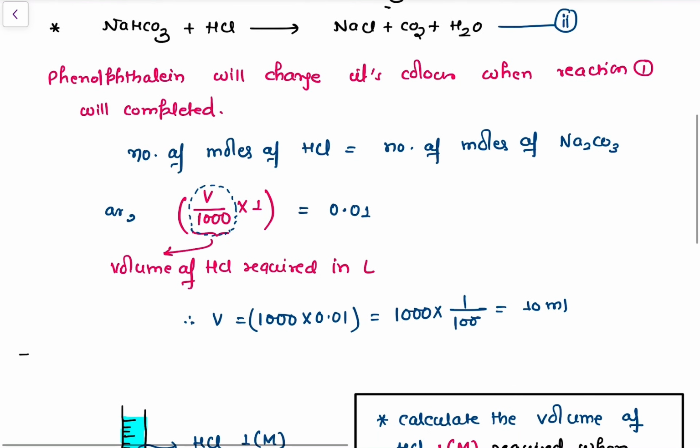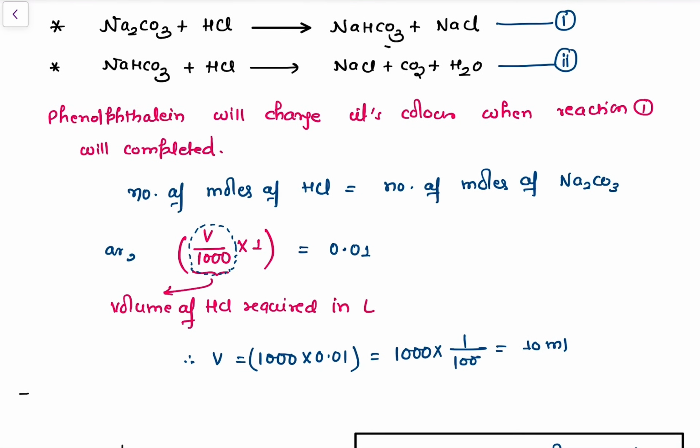So 10 ml of 1 molar HCl will be required to change the color of the phenolphthalein in a solution having 0.01 mole of sodium carbonate and 0.01 mole of sodium bicarbonate.